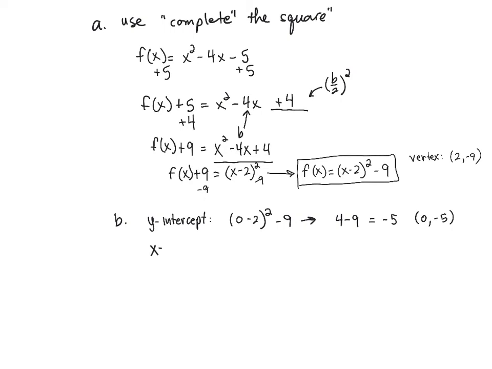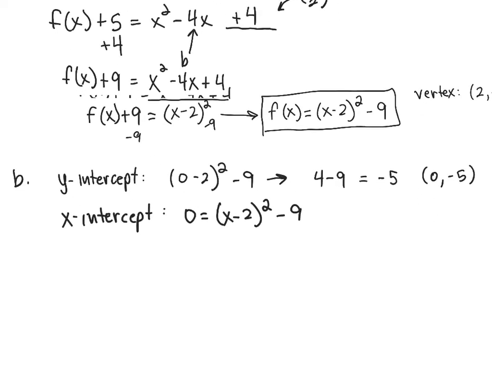Now to find x-intercepts, and again this applies to any function, not just quadratic functions, you let y equal 0. And remember that f of x is really the same thing as y. So to find x-intercepts, you let y equal 0, or you set the function equal to 0. So 0 equals x minus 2 squared minus 9. And then you need to solve the equation.